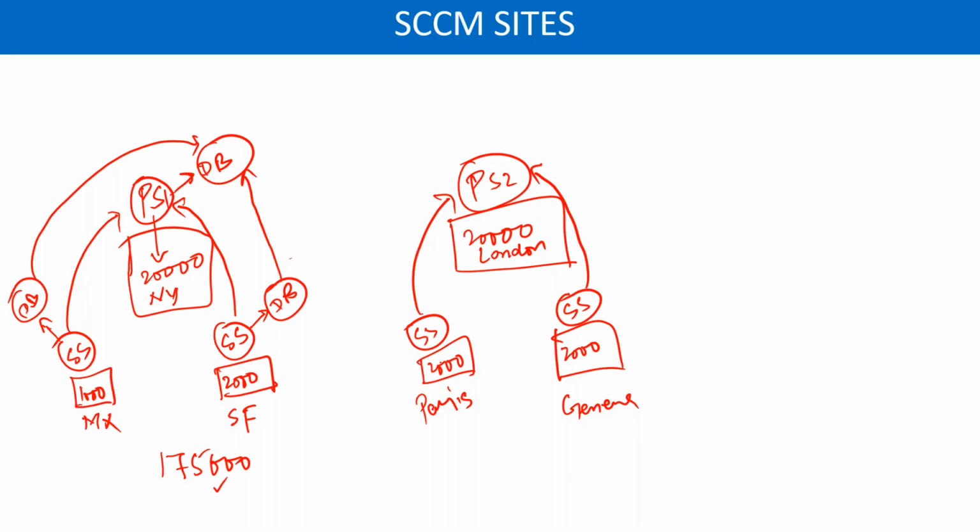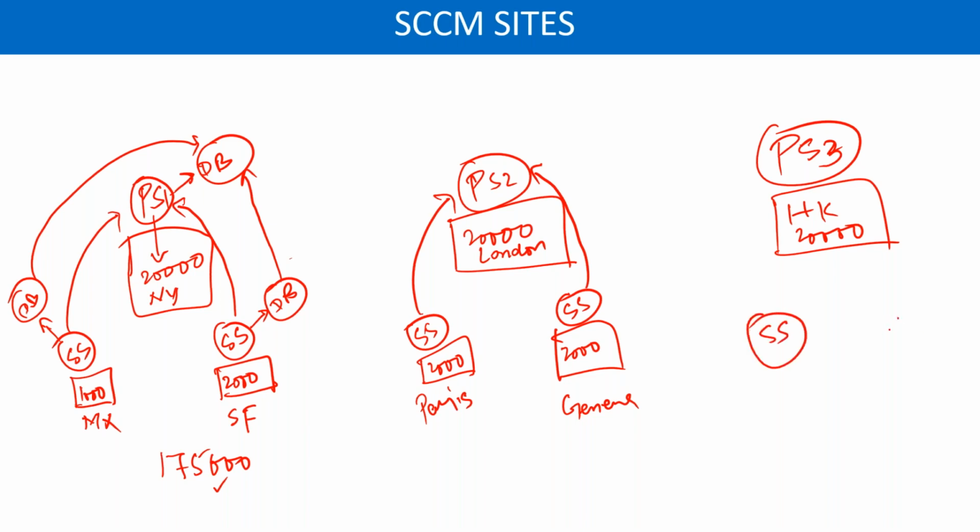The primary will be managing these two secondary sites in Europe. Similar kind of architecture, let's say in Asia Pacific, in Hong Kong, let's say you have another 20,000 devices. And so you install PS3, primary site 3, right? And secondary site in multiple branch offices. Let's say you have Singapore, 2000 devices, and let's say you have Indonesia, another like 2000 devices.